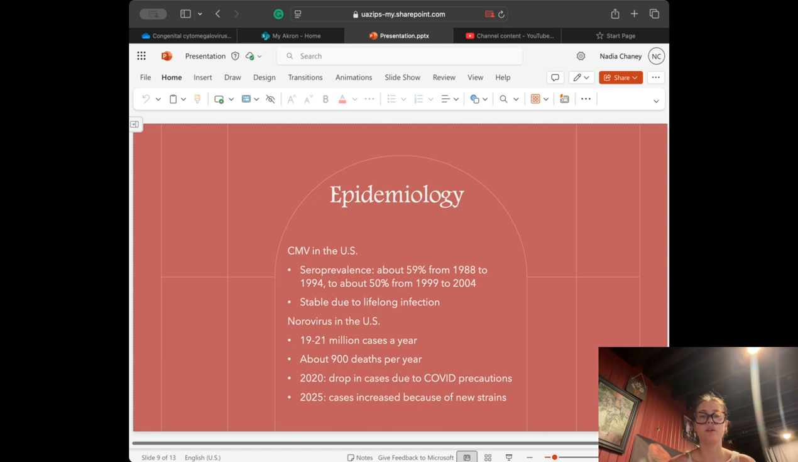In 2020, there was a big drop in cases because of COVID. Everyone was being very cautious because of that, staying inside, disinfecting everything really well, washing hands, social distancing. And then in 2025, the cases increased because of a new strain.